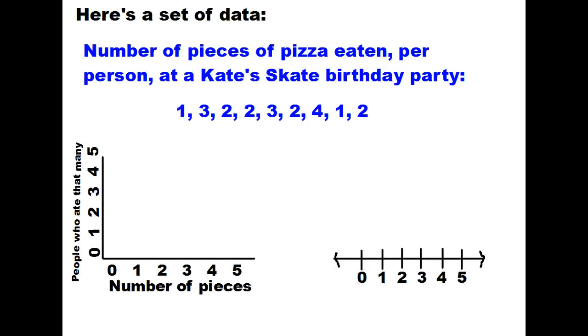Here's some. Some either very frugal or very bored person recorded the number of pieces of pizza eaten per person at a Kate Skate birthday party. And it looks like one person ate one, another ate three, a couple folks ate 2 pieces each. There's another 3-piece person, another 2-piece person, some pig ate 4, some person who wasn't very hungry ate 1, and yet another person ate 2 pieces.